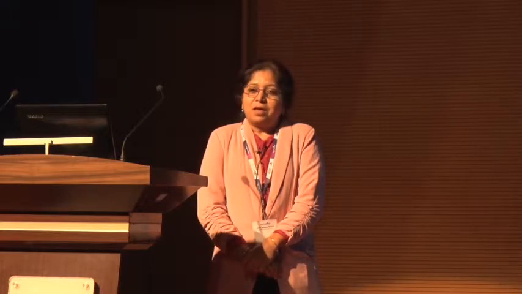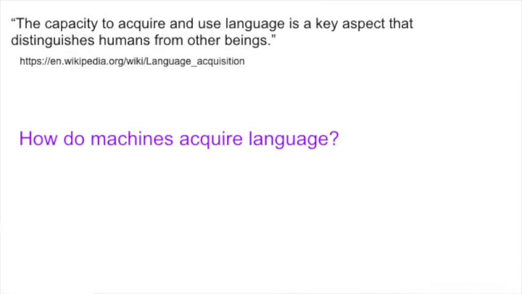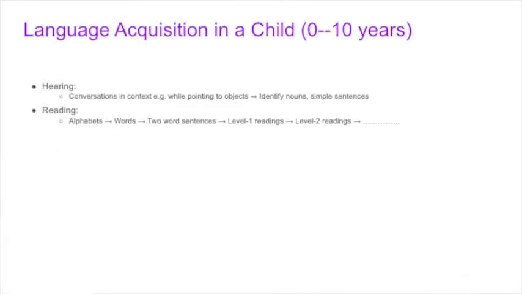And now we have machines which are able to speak and understand language, perhaps in ways and at scale which far surpasses human capacity. So how do machines acquire language, and how is their method of language acquisition different from the way a human child acquires language? Okay, so first let us look at the way a child acquires language.